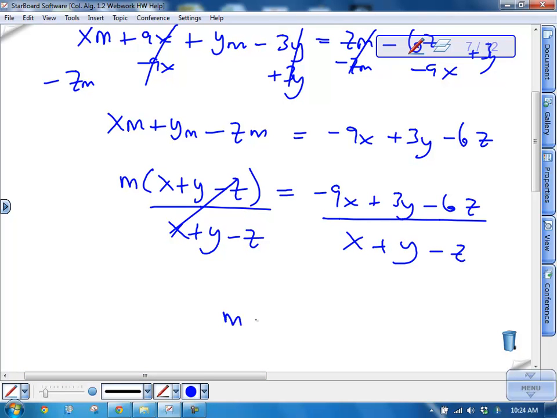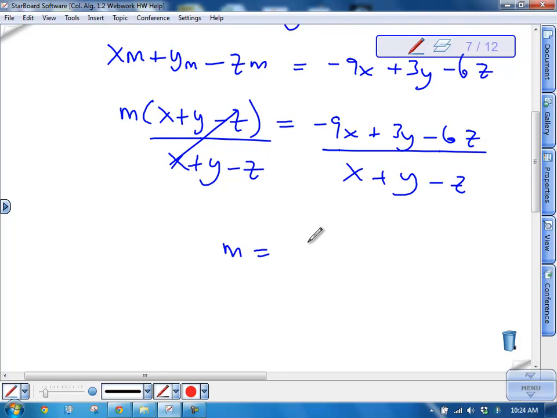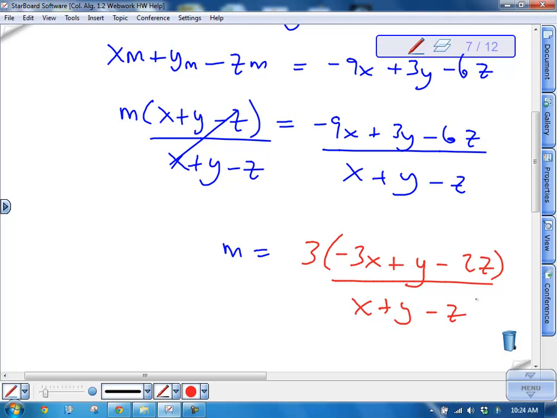And that's my answer for m, but I'm going to try to simplify it. I should be able to simplify it if I pull out, let's see, I can pull out a 3 for sure. If I pull out a 3, then I'm left with negative 3x plus y minus 2z. And I guess that doesn't really simplify it much for us. So I think we might have to enter it in like this. Just make sure we use parentheses over the top and the bottom.